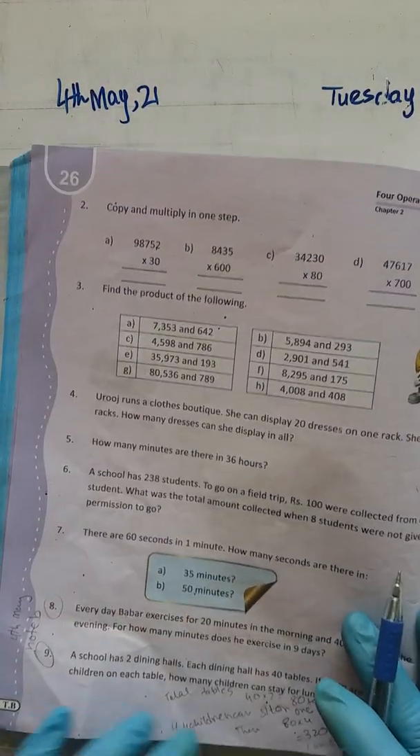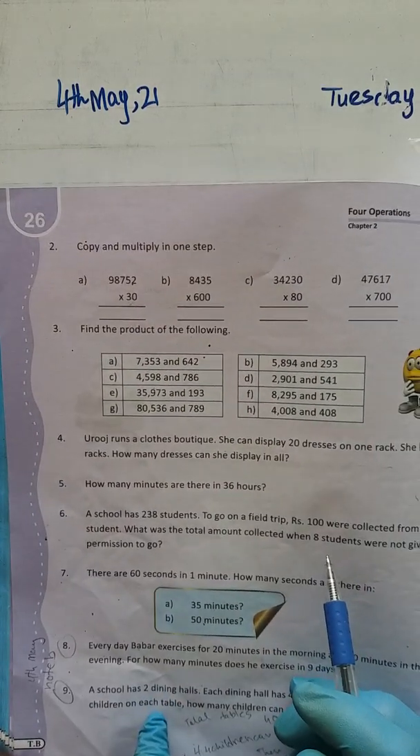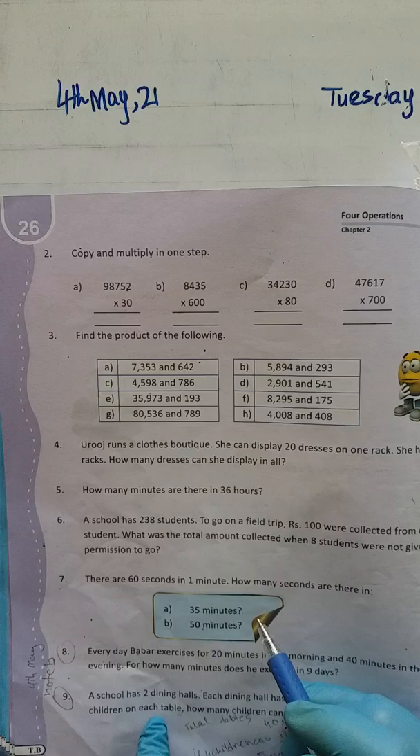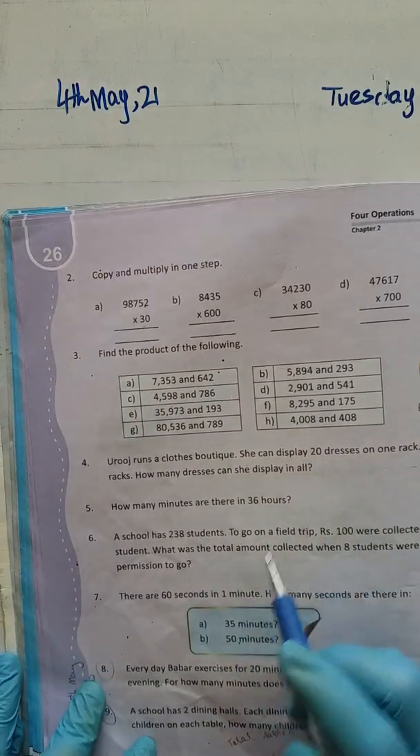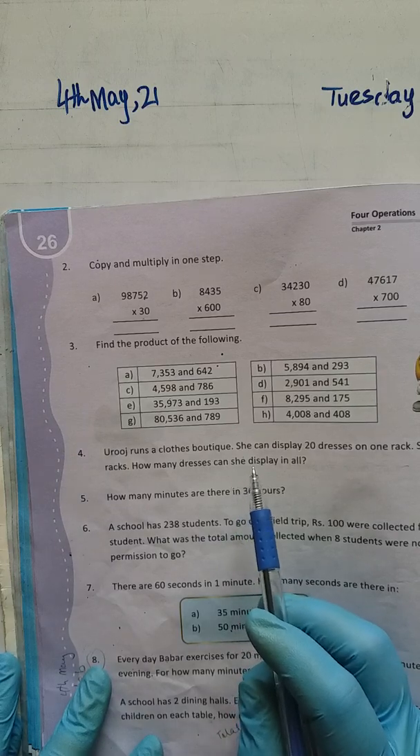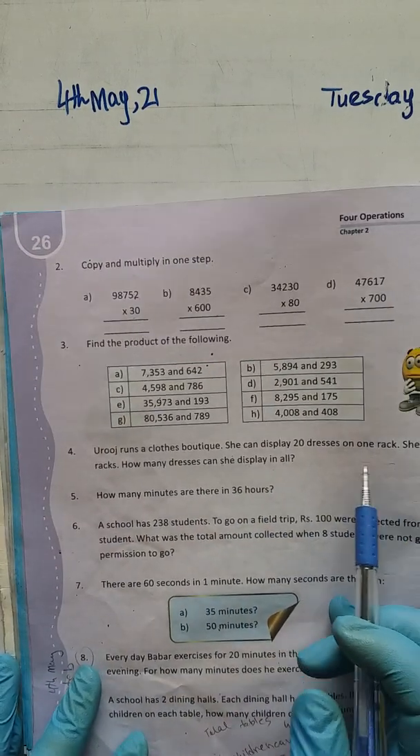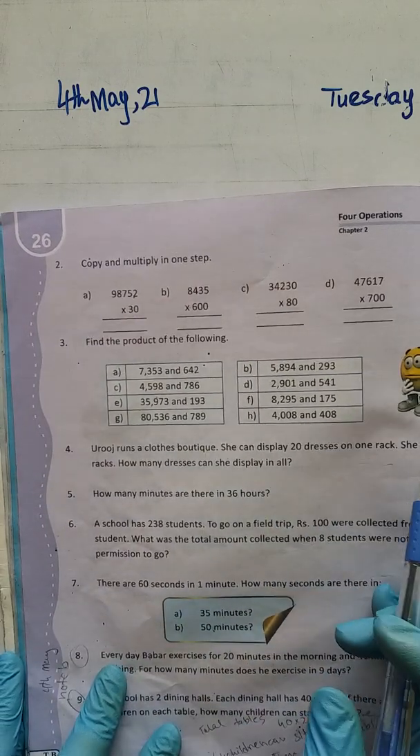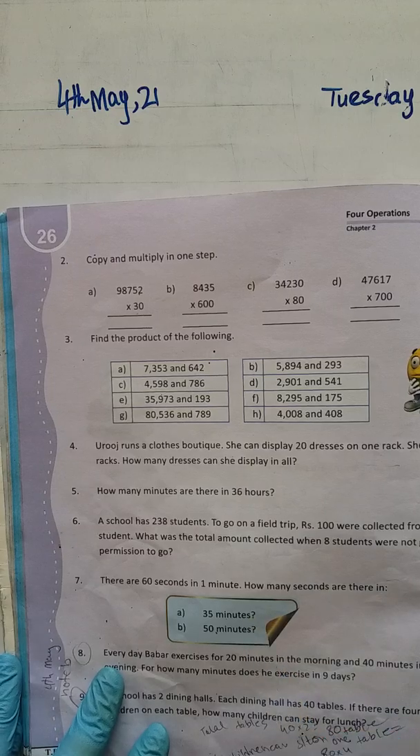Open up your books. Page number 26. On page 26, we have to do multiplication word problems. Let's read the statement. Question number 4. Aruj runs a cloth boutique. She can display 20 dresses on one rack. She has 20 racks. How many dresses can she display in all?